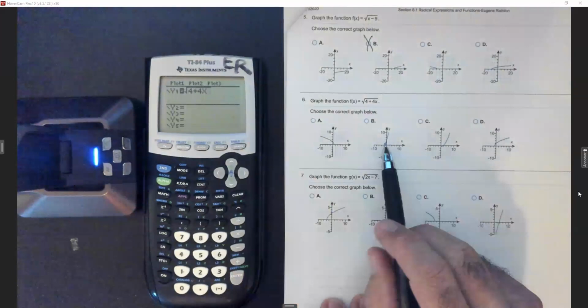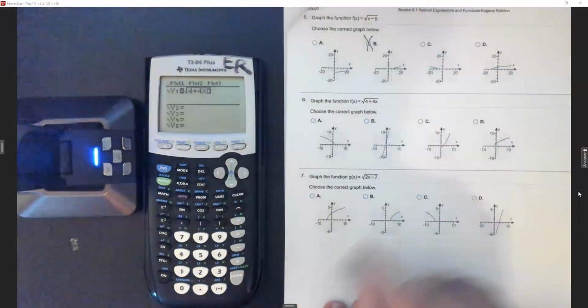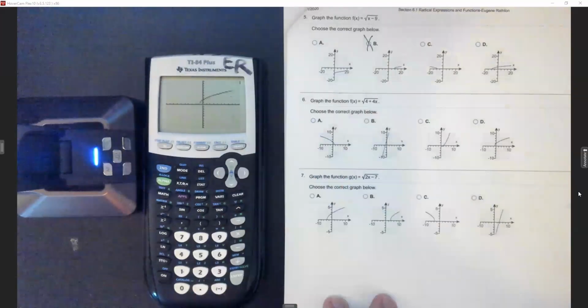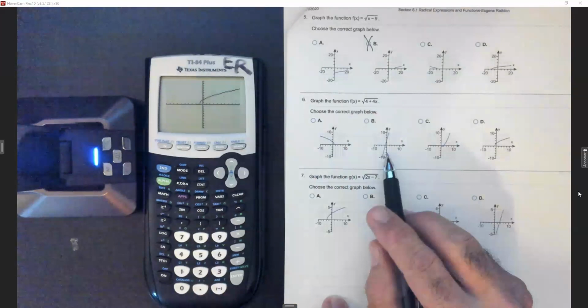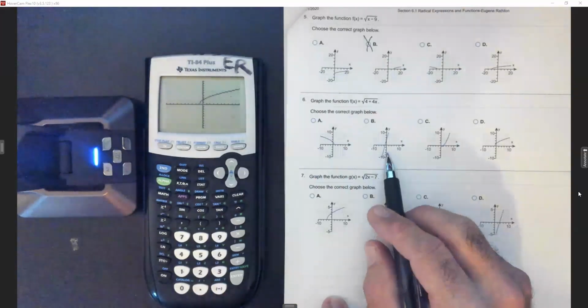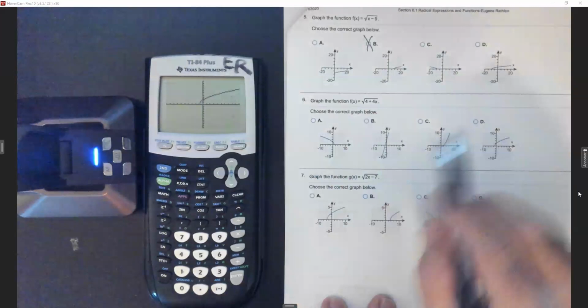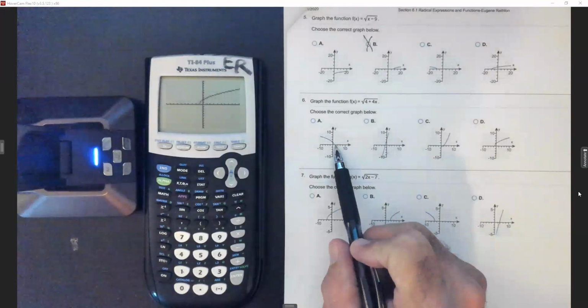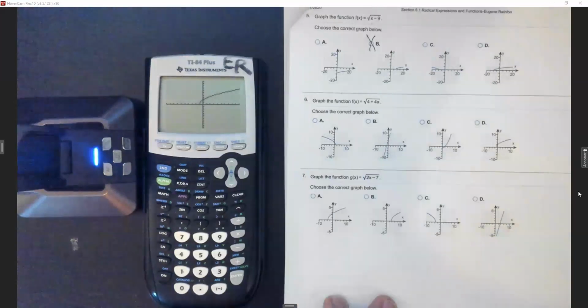All right, I fixed it to a 10 by 10 by hitting zoom standard. So now I hit graph, and I should get one of my pictures. Now, this time I knew it wasn't going to be B because that was a straight line. There's no way these can be straight lines. There's no way we can reverse the direction of them. So, y'all, the only possible choice was going to be our D on that, okay?